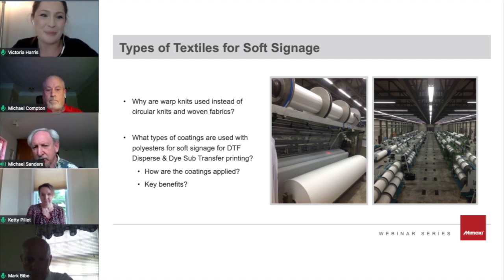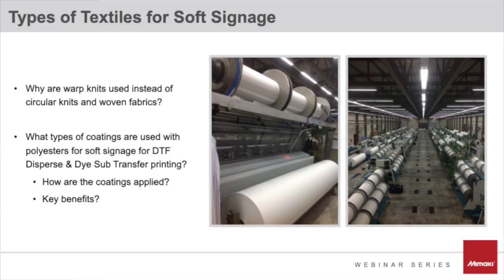As you can see, when you're talking about a warp knit, it's a warp. So the warps are up on top, they're hanging, and then they go into the machine where they're actually knitted up with this locking stitch.